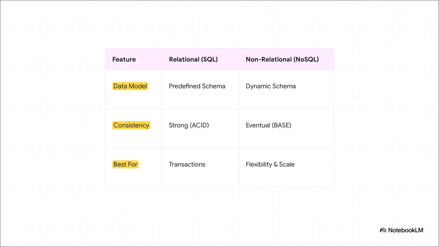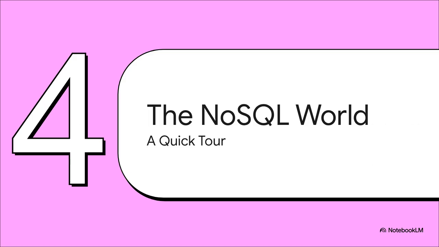It prioritizes being available and fast, which is perfect for apps where being always on is the most important thing. So let's say you've decided that NoSQL is the way to go for a particular job. Well, the journey isn't over. In fact, this is where it gets really interesting, because now you get to choose from a whole family of different purpose-built NoSQL databases. Let's do a quick tour.